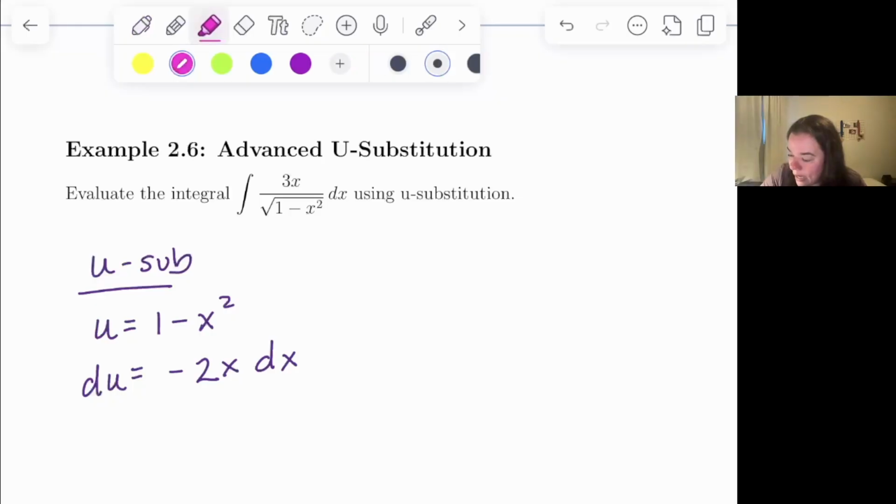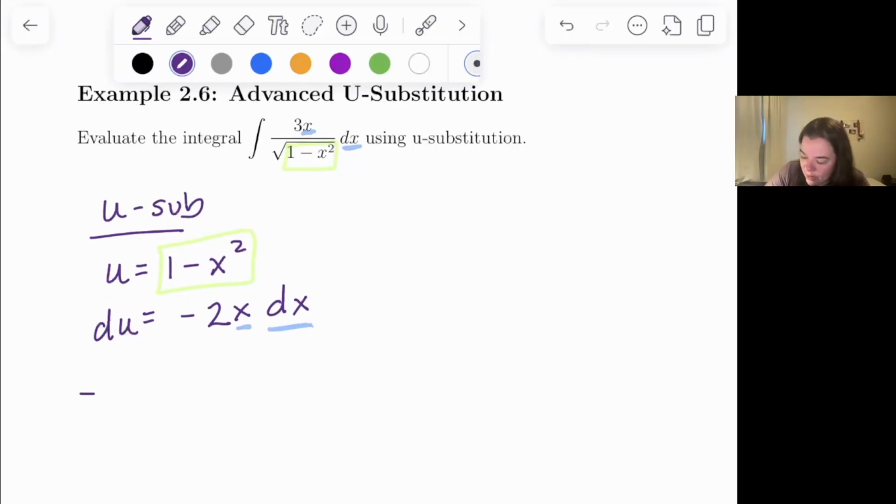Then we look up at our problem. The 1 minus x squared in the square root is going to get replaced by u. And then, oh, wait a minute, I have an x dx. I only have an x dx, so ignore the 3. Move the negative 2 over in your scratch work. So we have negative 1/2 du equals x dx. And there it is. There is that perfect match, x dx, for what we have going on up there in that equation.